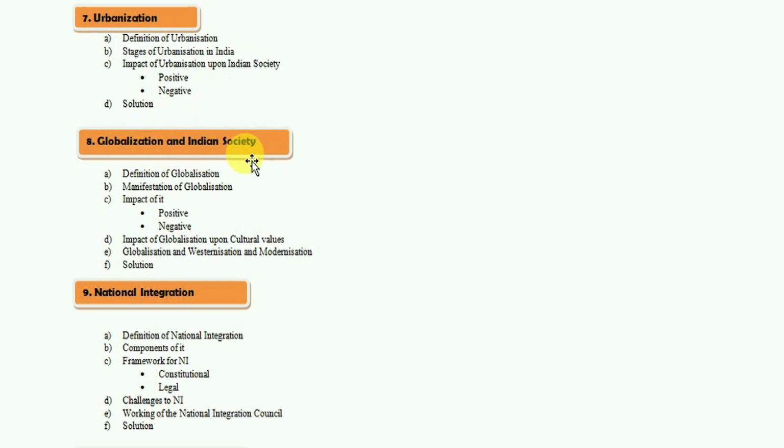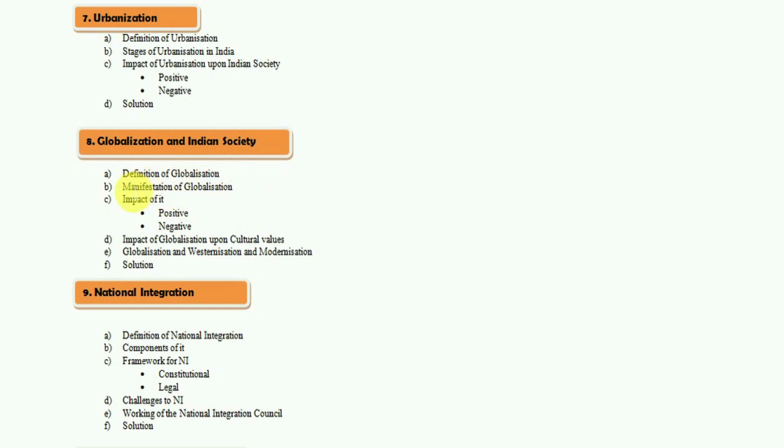The next chapter is globalization in Indian society, and this is one of the very favorite chapters of UPSC. Every other year, every alternate year, UPSC is asking some question or other from this chapter. So first here we are supposed to see the definition of globalization, and already we know that globalization is an economic phenomenon, but here we are supposed to see globalization as a socio-economic phenomenon also.